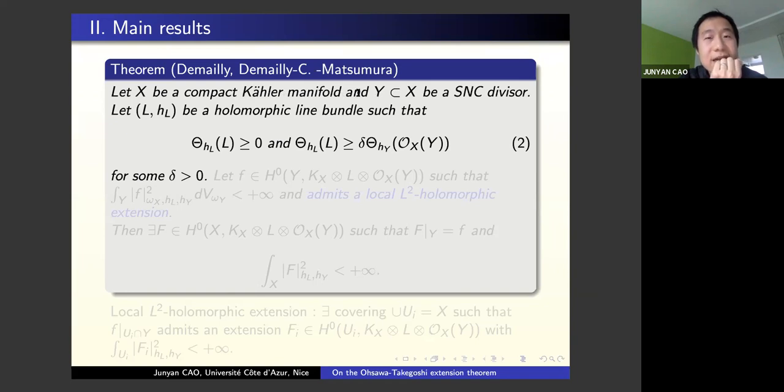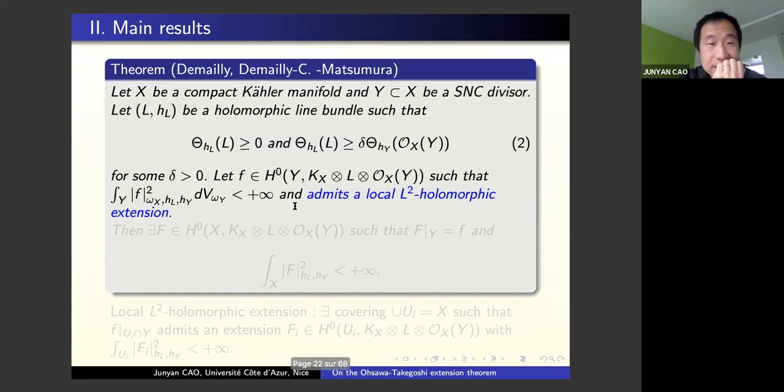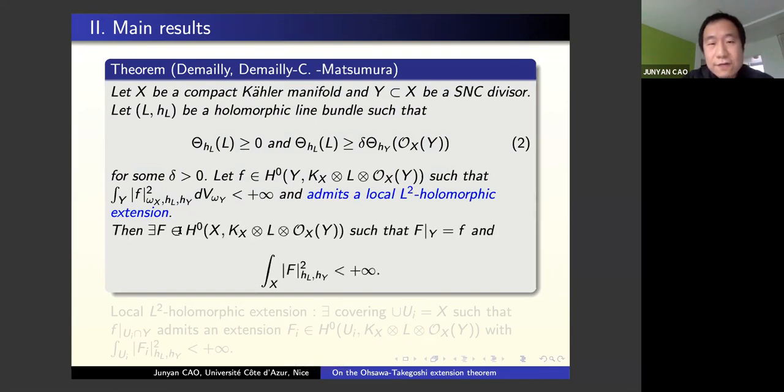We suppose that X is a compact Kähler manifold and Y is a simple normal crossing divisor, and let L be a holomorphic line bundle that satisfies these two curvature conditions. In this case, given a holomorphic section small f over the subvariety Y, such that its L2 norm is bounded, and we also assume that it admits a local L2 holomorphic extension, which I will explain later, we can find a holomorphic extension of small f such that its L2 norm is bounded. But unfortunately we cannot have an effective control on its L2 norm. That means that we cannot control its L2 norm by the L2 norm of small f.